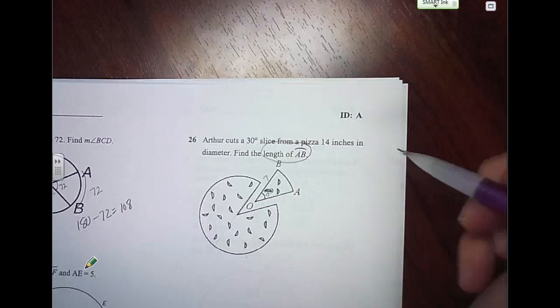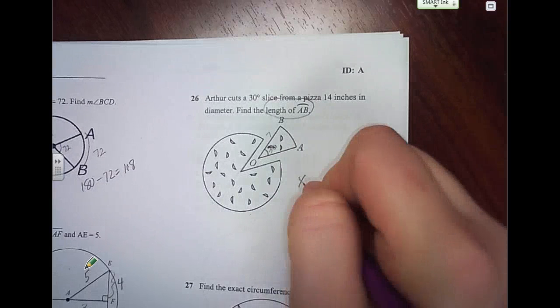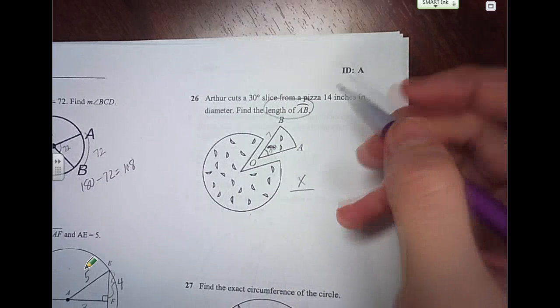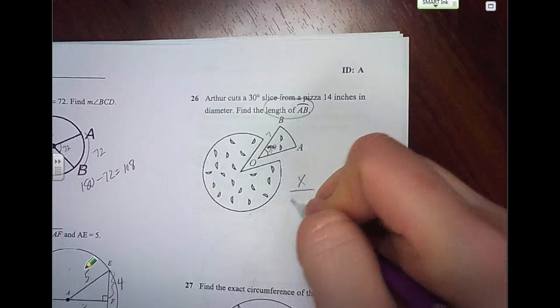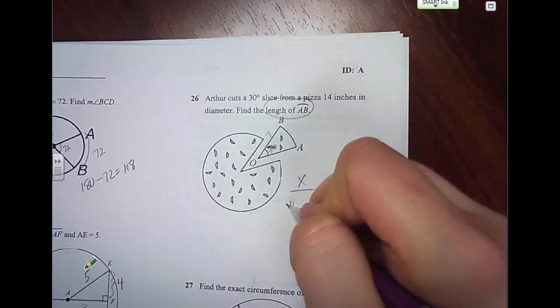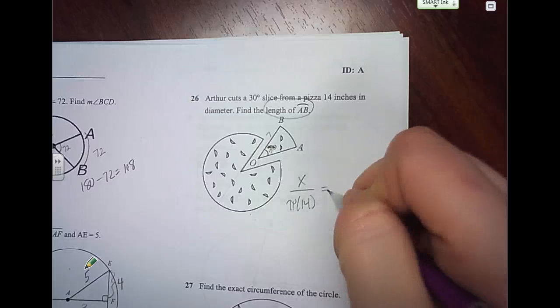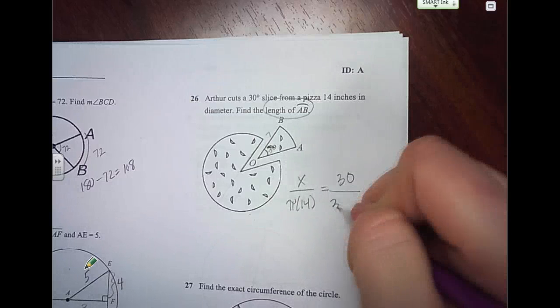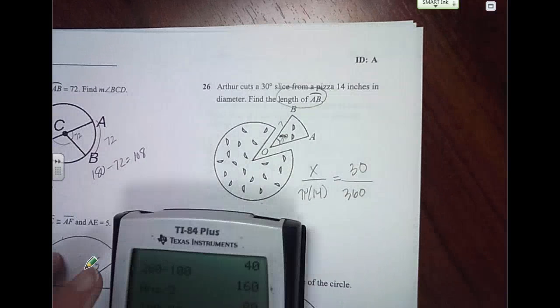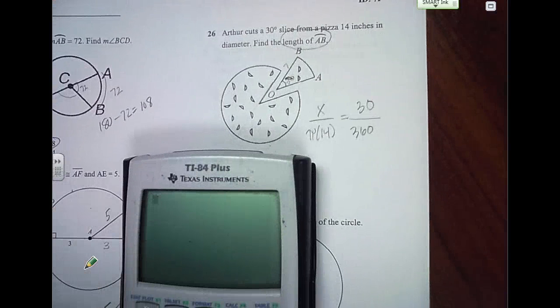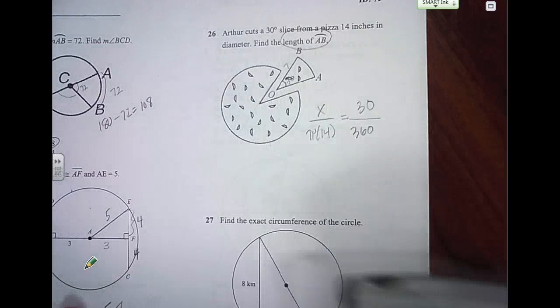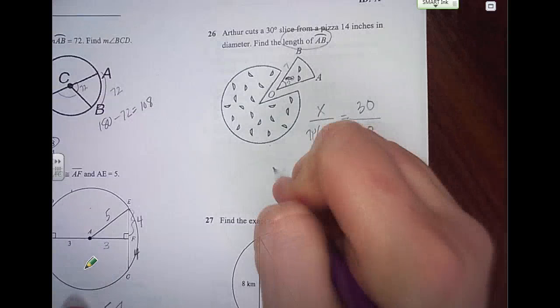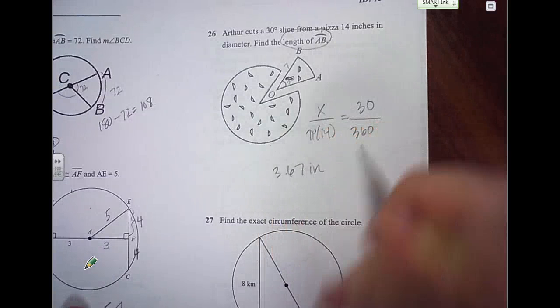That's that proportion. So I want to find the length over the circumference. They gave us the diameter, so we can just use that. Length over pi times 14 equals our degree measure of our arc over degree measure of our circle. So I can cross multiply that. 30 times 14 pi divided by 360. So we'll get 3.67 inches.